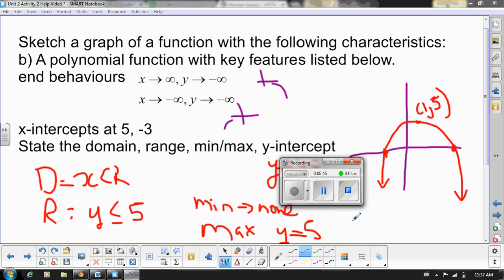As you can tell, it's a sketch, so it doesn't have to be perfect. It just has to have the general characteristics that are being listed.